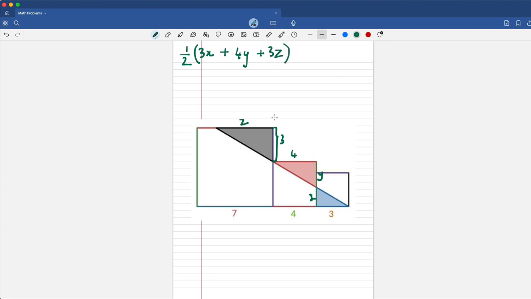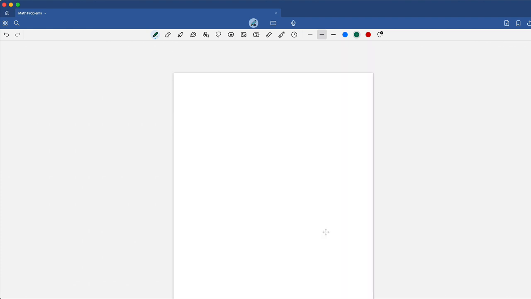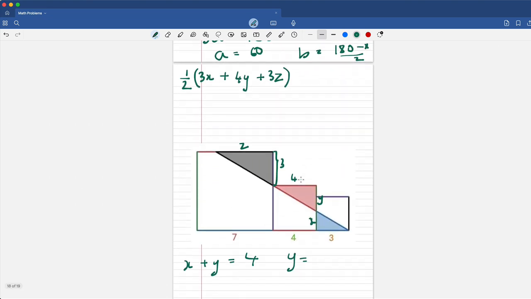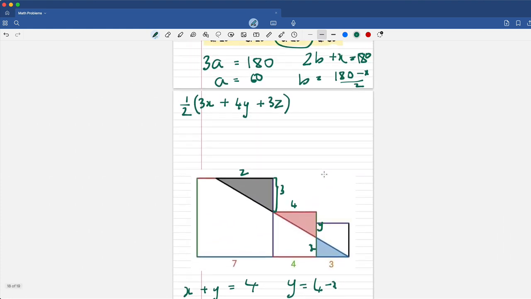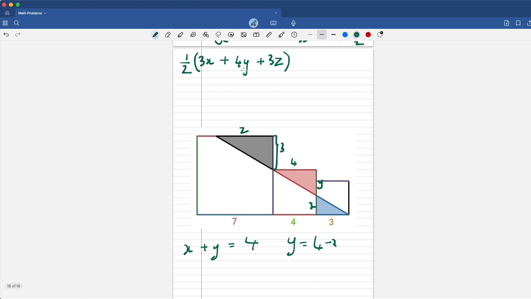But of course, as you can see, I have multiple variables. I have x, y, and z here. So how do I simplify this? How do I make it easier? I should be able to find the connection between each one of them. Now, how are x and y connected? If you notice, x and y together make 4, which means y is nothing but 4 minus x. So by substituting this into the equation, I would essentially get 3x plus 4 times (4 minus x), eliminating y.